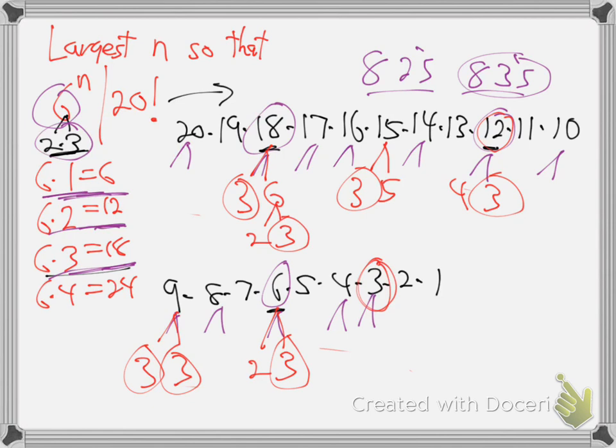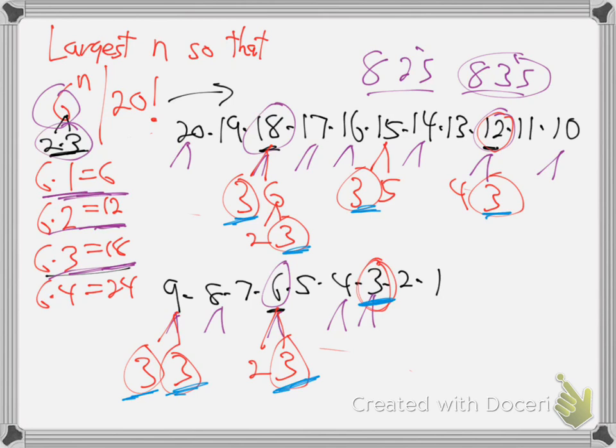Are there any more threes? The next number would be 21. That's not there, huh? So how many total threes do we have? 1, 2, 3, 4, 5, 6, 7. Oh, and I forgot this guy. 8. I forgot the 3 himself, huh? So 1, 2, 3, 4, 5, 6, 7, 8.